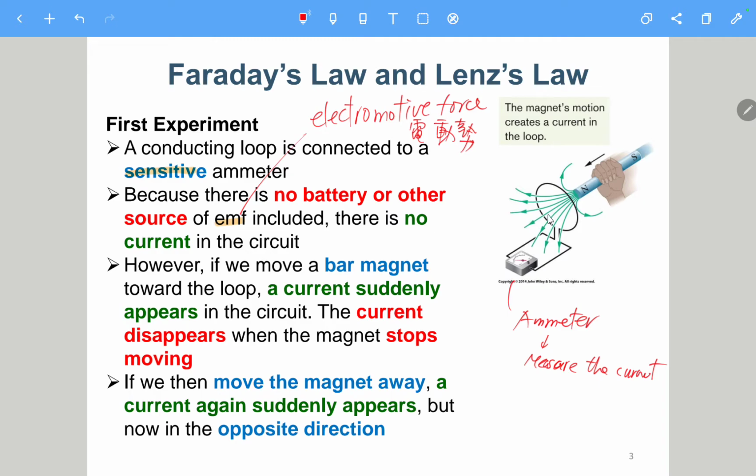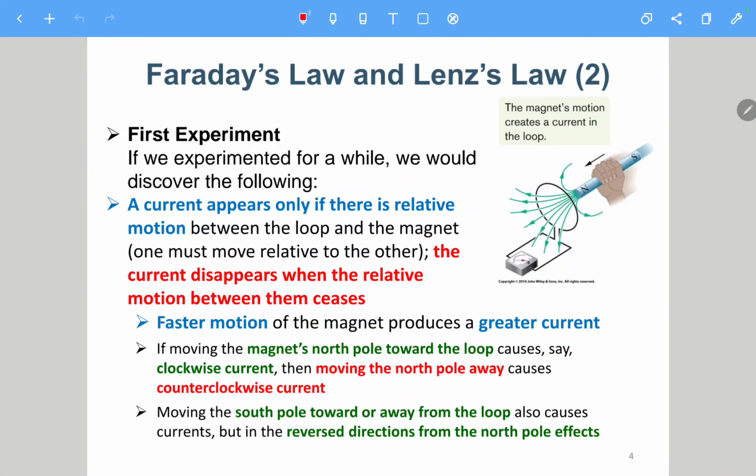If you move close to it, then the current may be somehow in this direction. If you try to move away, the current goes in the other way around. Okay, so this is the first observation, and then we try to do something else.